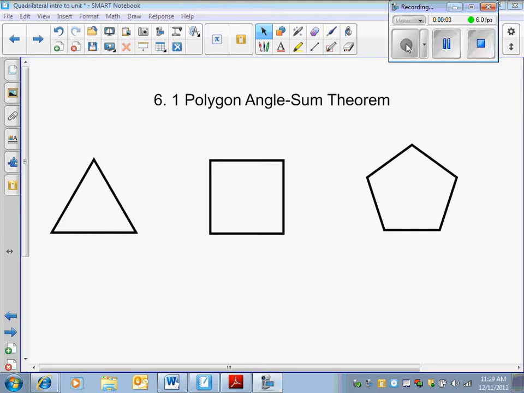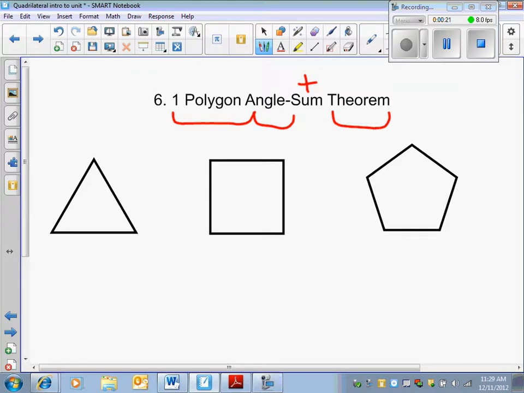Welcome to Unit 6. This comes from your book, 6.1. It is called the polygon angle something. So what does that mean? Well, that means we're going to add up all the angles inside of a polygon.